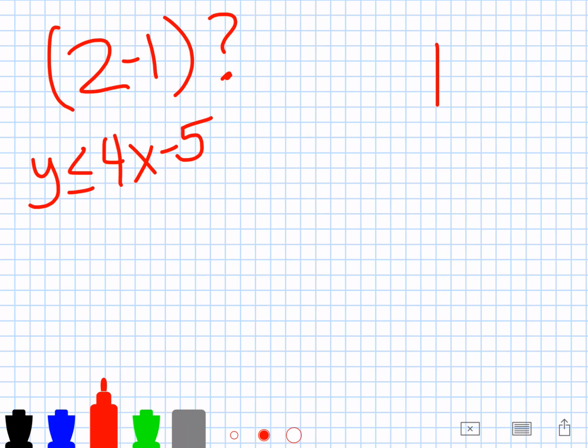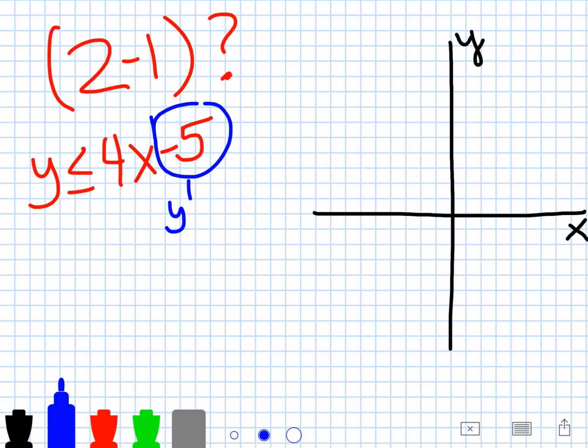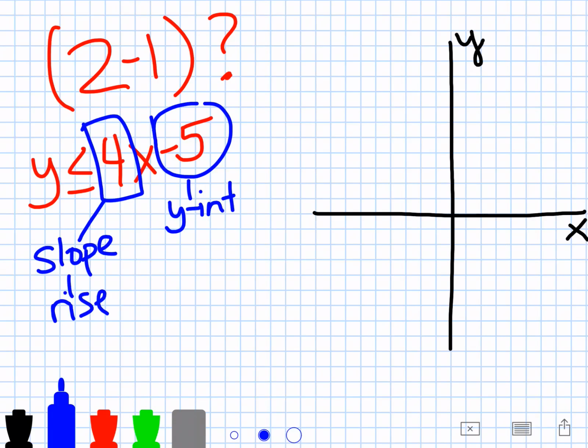Okay, so let me make my coordinate plane in black. I'm going to draw a coordinate plane here, where I have my x-axis and my y-axis. Now remember, in your problem you can pull out that -5 is going to be my y-intercept, and 4 is going to be my slope. So my rise over run is going to be 4 divided by 1. I have a positive slope, so I know my graph is going to look something like this.